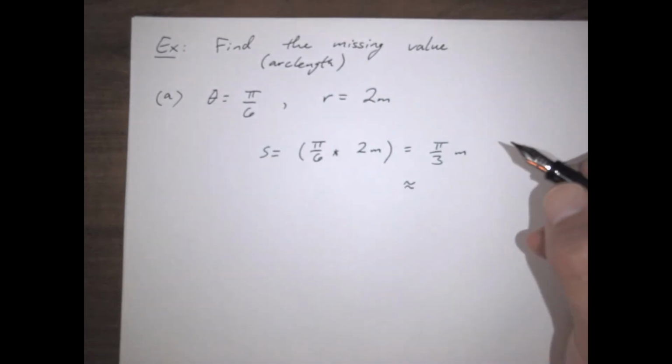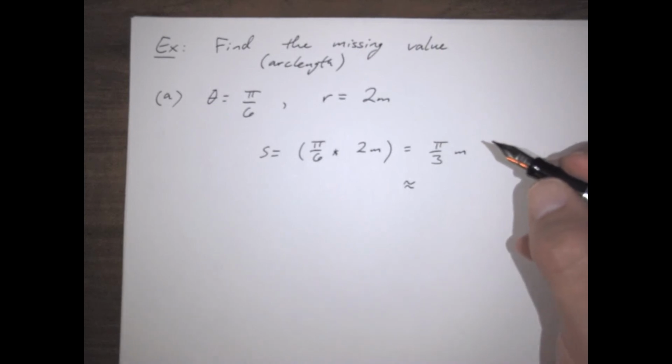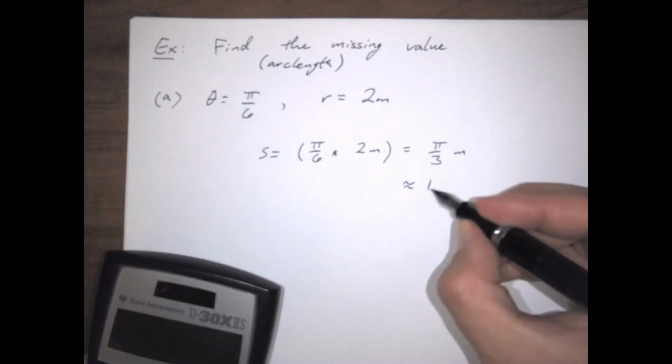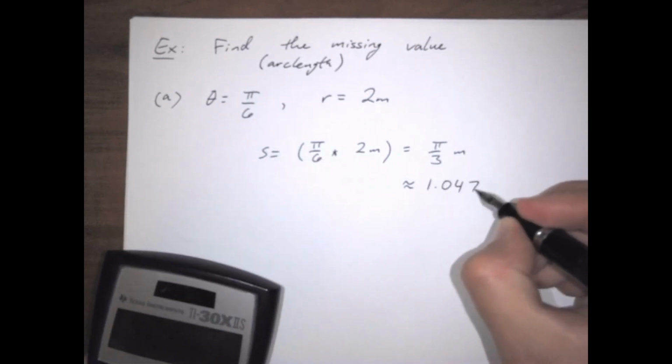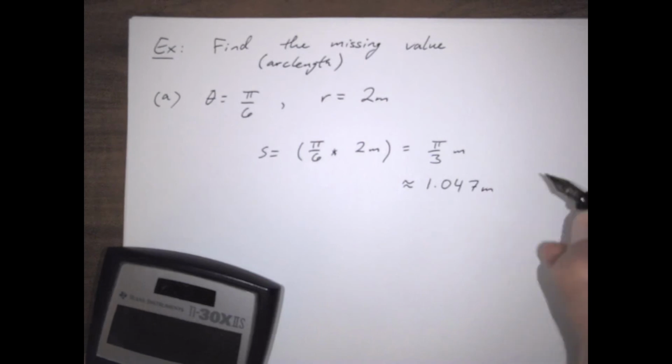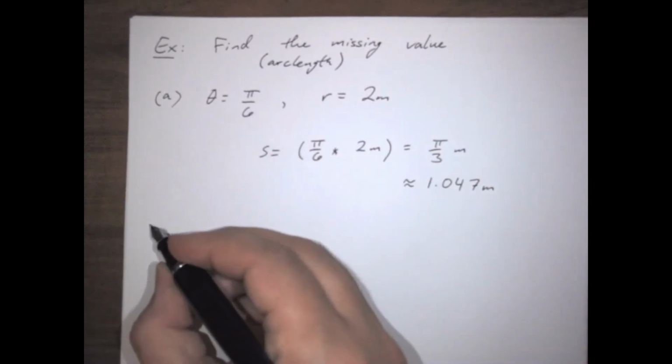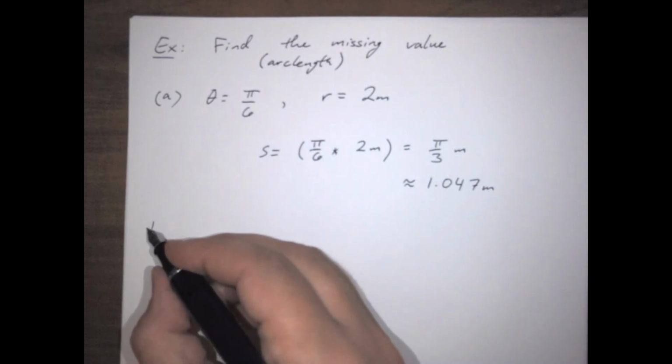Now if we're going to be talking about meters and such, then we probably want to have this as some sort of a decimal approximation so that we can actually understand it. So it's 1.047 if I round to 3 decimal places, which I will, meters. Okay, so that was a missing arc length.